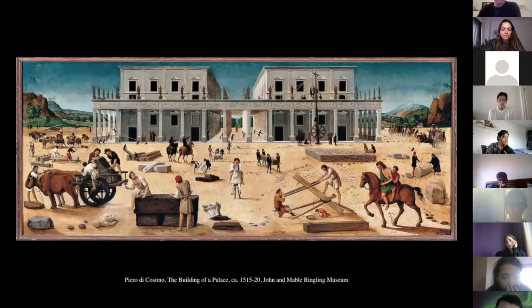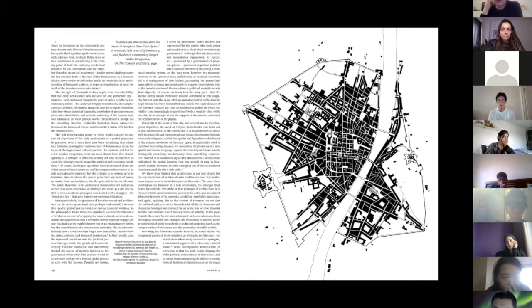Now, my drawings for this essay were very varied, and of course had to do very much with illustrating Pier Vittorio's arguments throughout the text. They include, for example, reconstructions of maps of 15th century Florence with Brunelleschi's buildings highlighted, as you can see on the right.